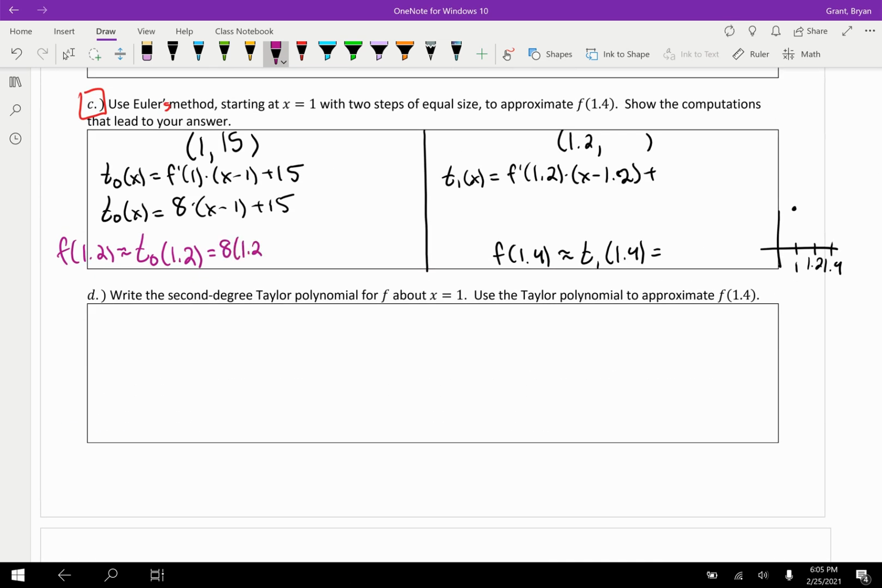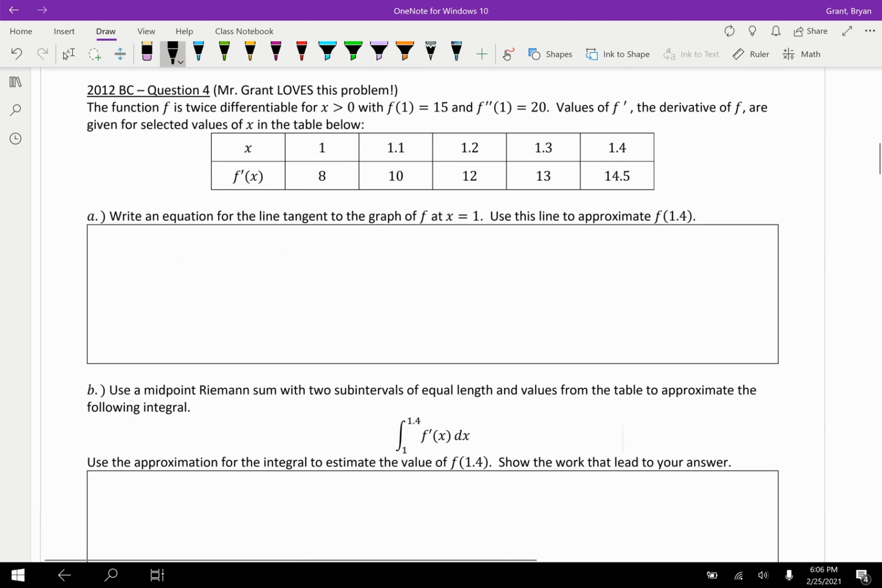So we have to do a little decimal math here, but I think we'll be okay. 1.2 minus 1 is 0.2. 0.2 is the same thing as 1/5. Okay, plus 15. This does not seem great, does it? Instead of doing 1/5, let's make it 0.2, because 8 times 0.2 is 1.6, and 1.6 plus 15 is 16.6. There we go. I like that better. Okay, so we end up finding that this is approximately 16.6. And cleaning up this tangent line a little bit, f prime of 1.2 is given to us.